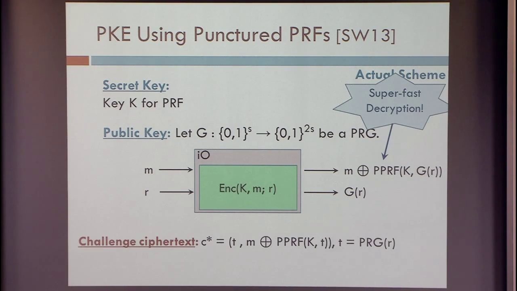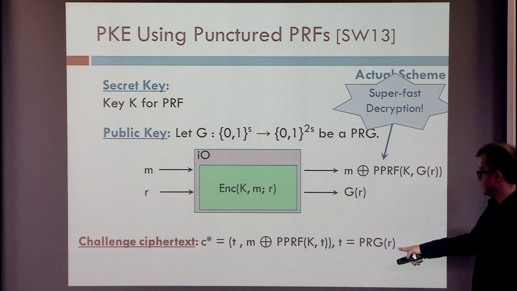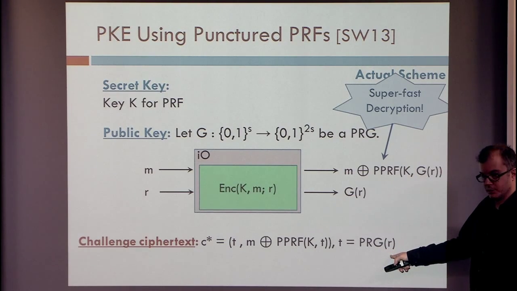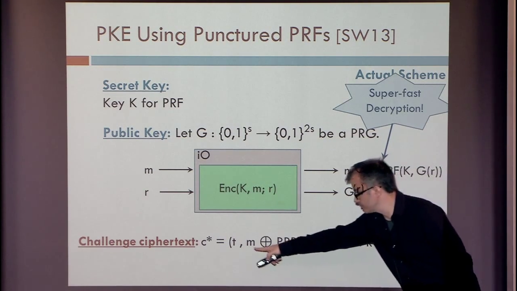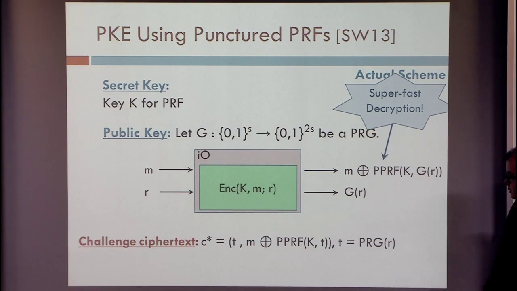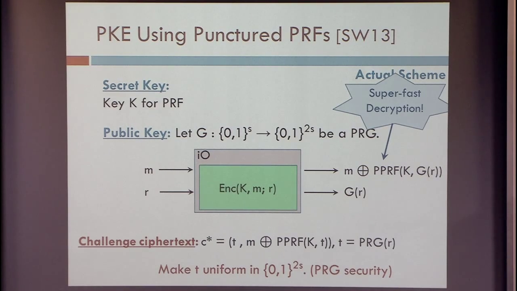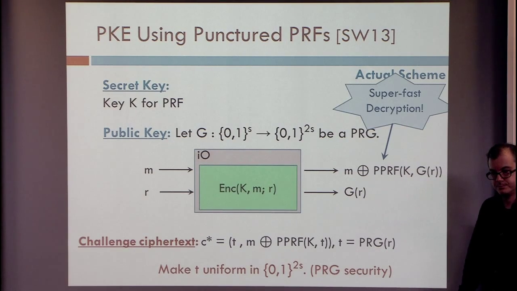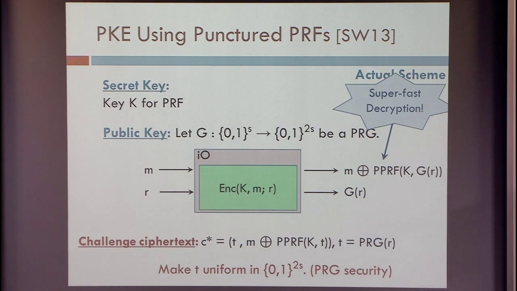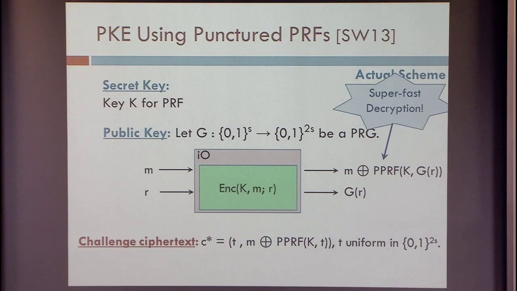Okay, so now I'm going to prove security. All right, so here's the ciphertext, right? I have this value here which is just a PRG of some randomness. So this is my ciphertext. It's the PRG of some randomness, and then it's just the PRF evaluated at that initial seed, and then XOR of the message. Okay, so that's the ciphertext. First step, this should look pretty familiar. First step is just to make T uniform, by PRG security. Okay, so now it's uniform.